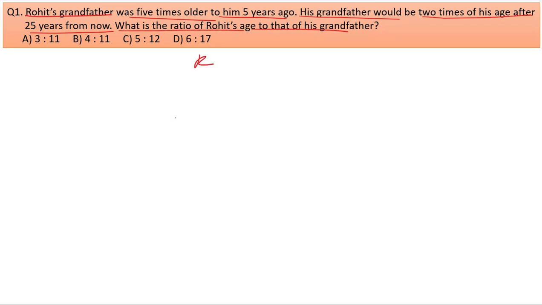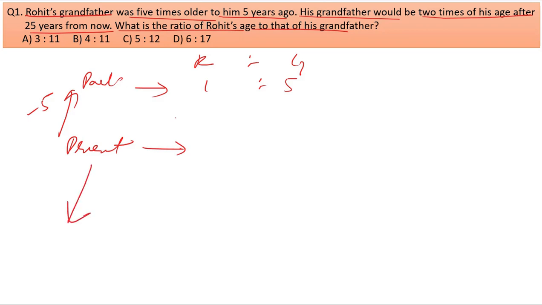We have Rohit here, we have grandfather here. 5 years ago, that is the past. This is 5 years ago and this one is present. In the past it was 1:5 because the grandfather is 5 times Rohit's age 5 years ago. The present we do not know. After 25 years, that is the future, the ratio between Rohit and grandfather will be 1:2 because the grandfather is 2 times Rohit's age after 25 years.